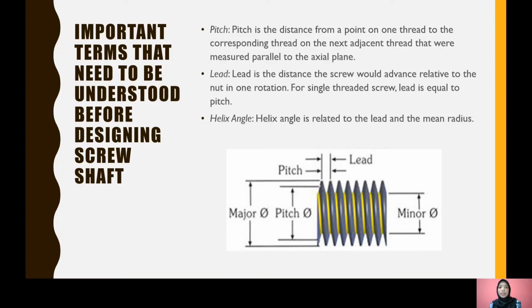Second, lead. Lead is the distance the screw will advance relative to the nut in one rotation. For a single-threaded screw, lead is equal to pitch. Third, helix angle. Helix angle is related to the lead and the mean radius.